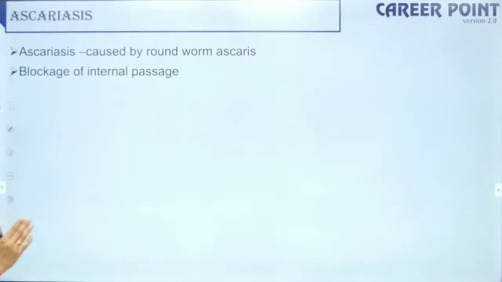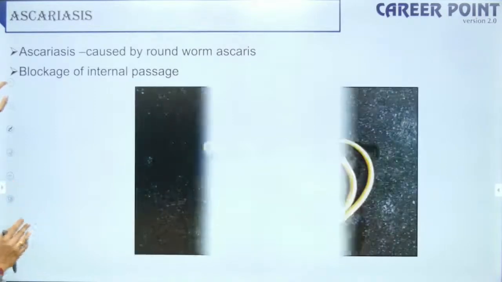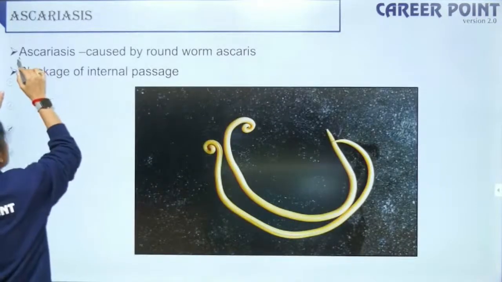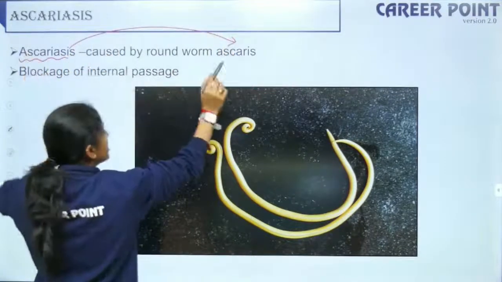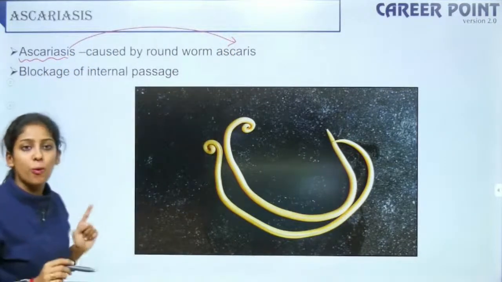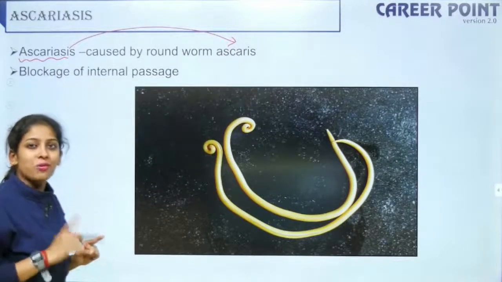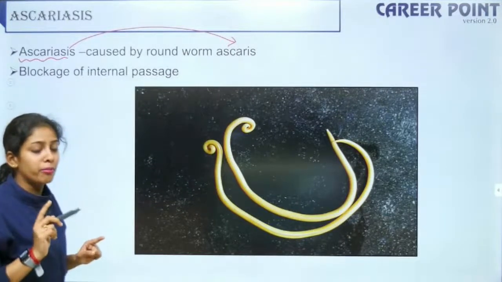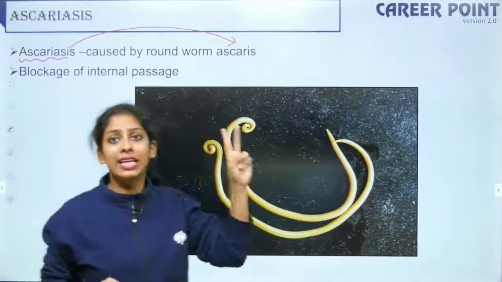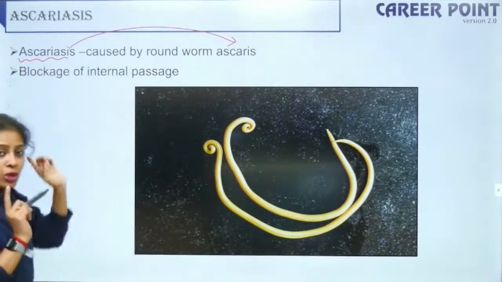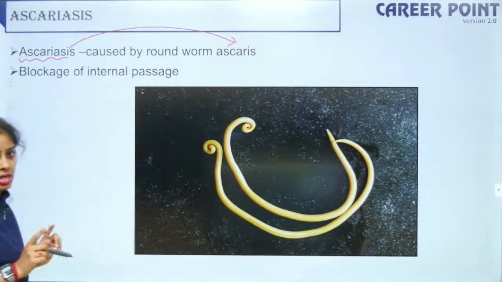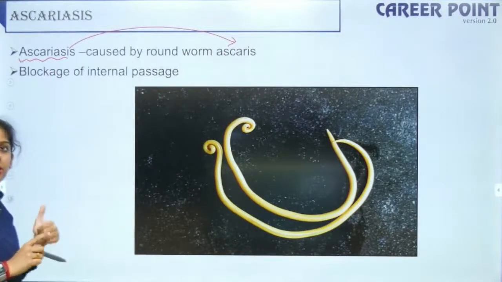So this will block the internal passage to hollow organs, okay? Please remember the disease is Ascariasis and it is caused by Ascaris. Don't interchange both, which students commonly do. When they say write the causative agent or name any two helminthic diseases, the disease name is Ascariasis, the causative agent is Ascaris. Don't write one of the helminthic diseases as Ascaris.